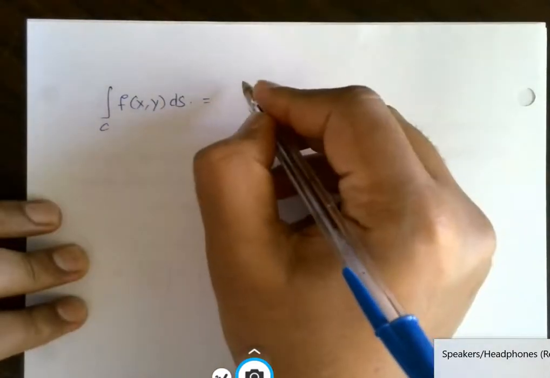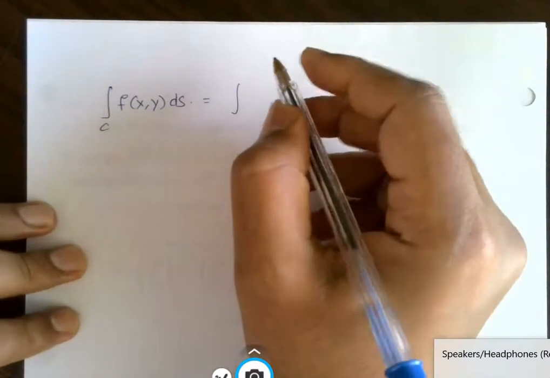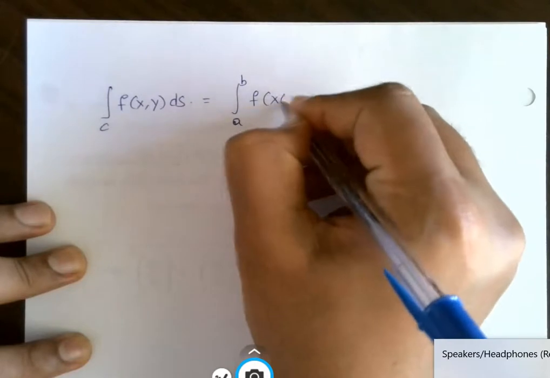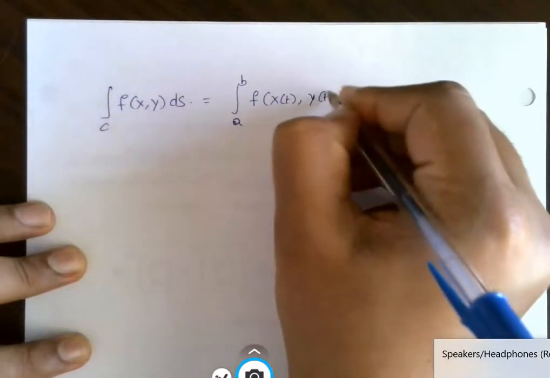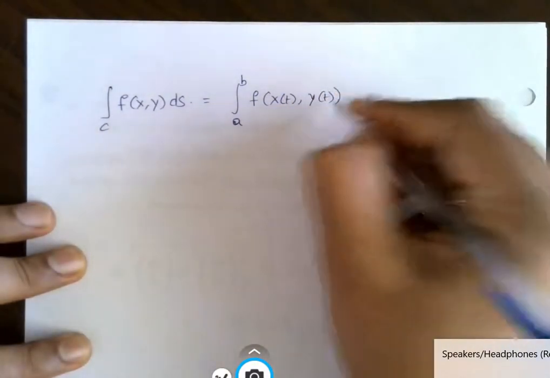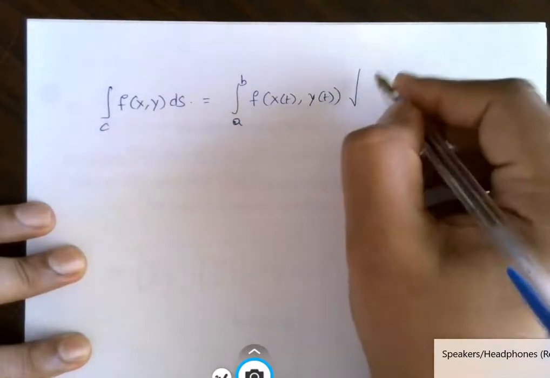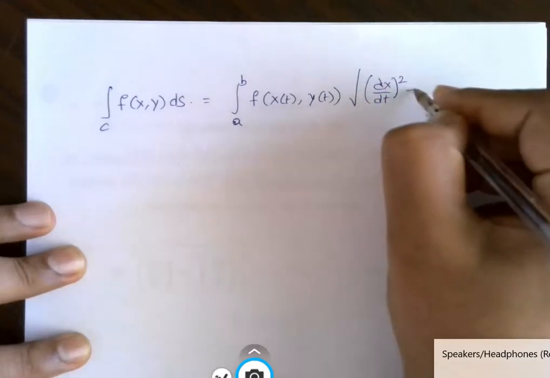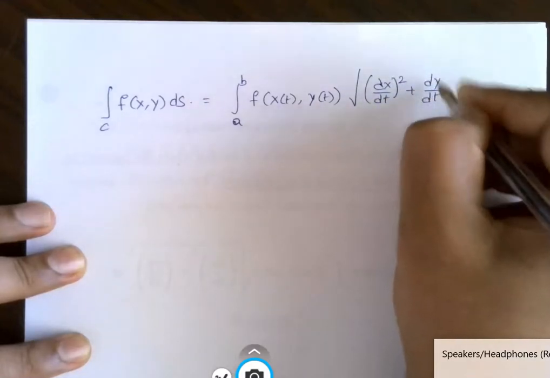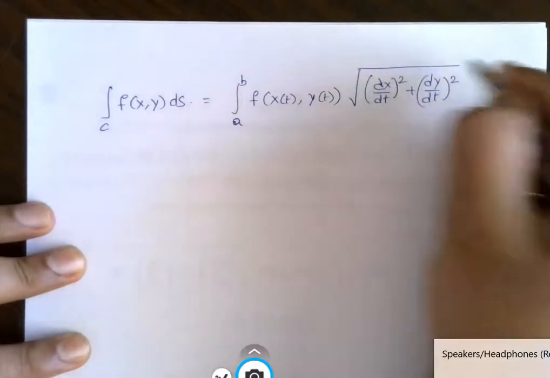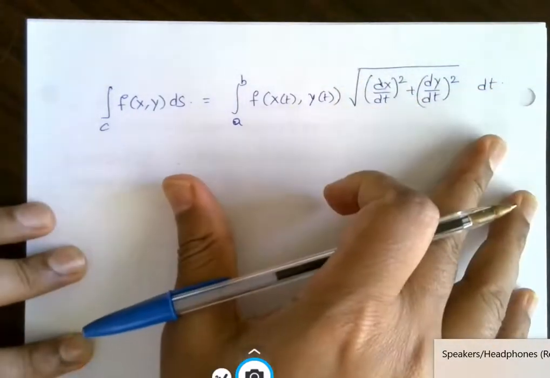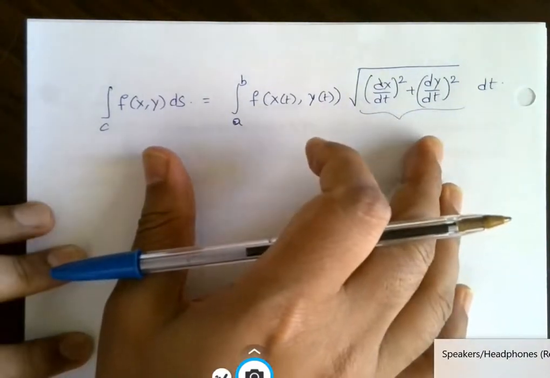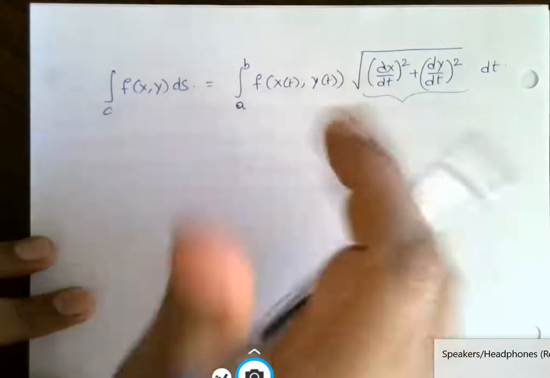One of the things is you can go A to B. You can write this as f of x of t, y of t. If there is a z, then you can write z of t, times the square root of dx over dt squared plus dy over dt squared, and you have this dt here. This is your arc length. So this is finding the line integral along the arc length parameterization.